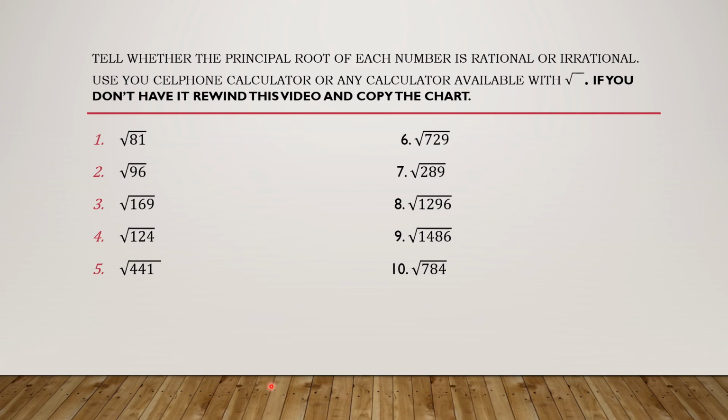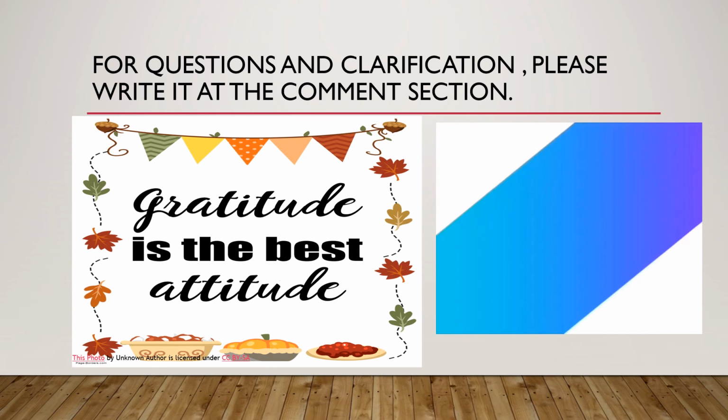Okay, now tell whether the principal root of each number is rational or irrational. You can use your calculator, your cell phone calculator, any calculator available with the square root sign. If you don't have it, rewind the video and copy the chart. All right. Okay, can you do it? This will be recorded as your quiz. So, 4 questions, right? For questions and clarifications, please write them in the comment section.